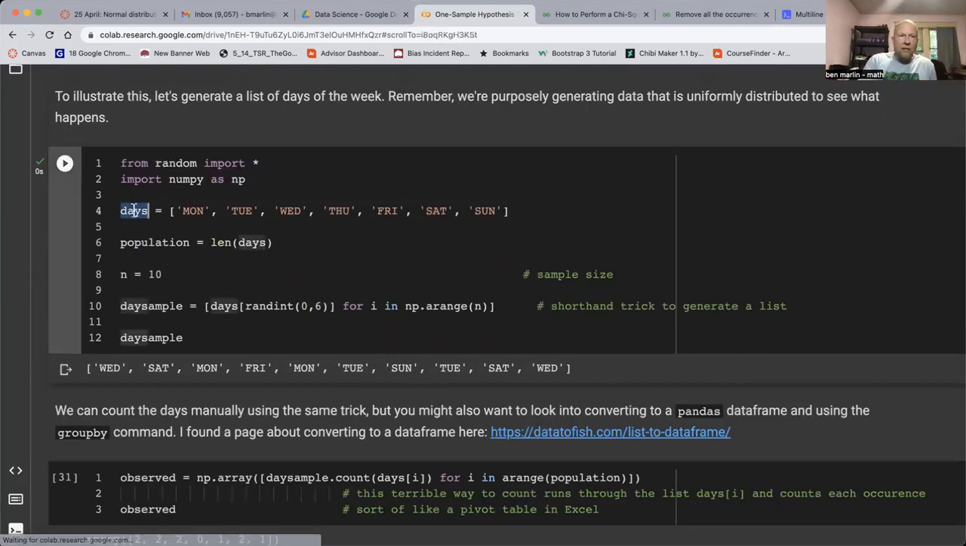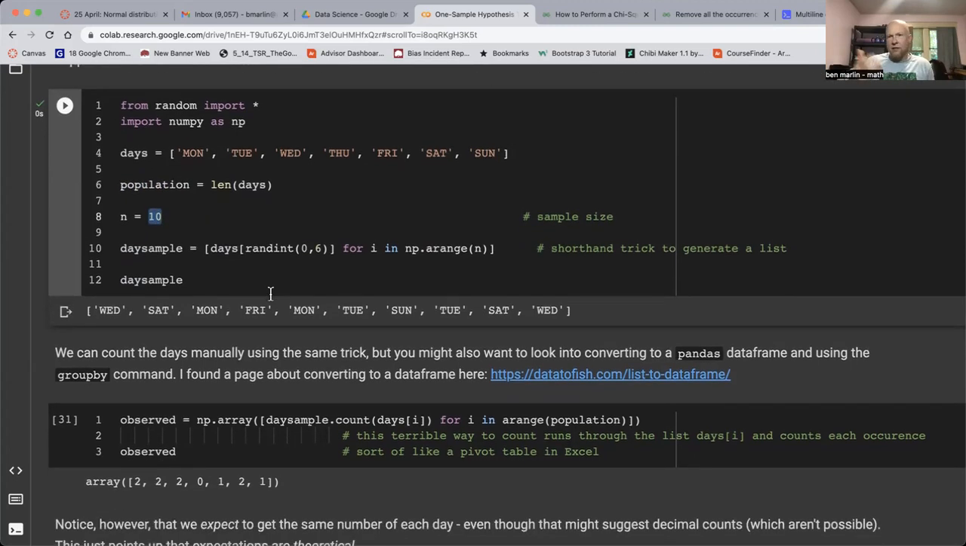Okay. So first off, we're going to generate some data where it is the same proportion. So I made a list here of the days of the week. I just abbreviated them with the 3-letter abbreviation so that it would be short and easy. And then for the variable I call population, which is just the number of possible things there, I told it to say, what's the length of days? So the length of the set that we're drawing from, okay? And then this n equals 10 is our sample size here, that we're going to draw a sample of 10 days.